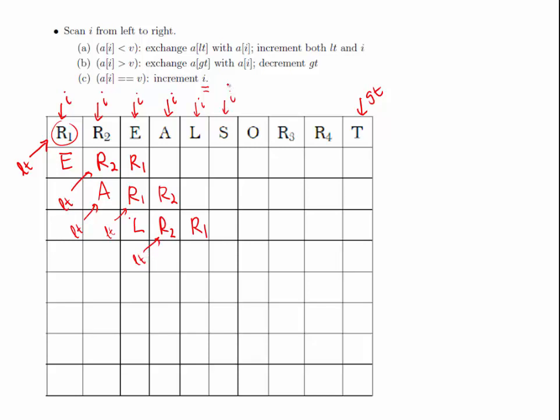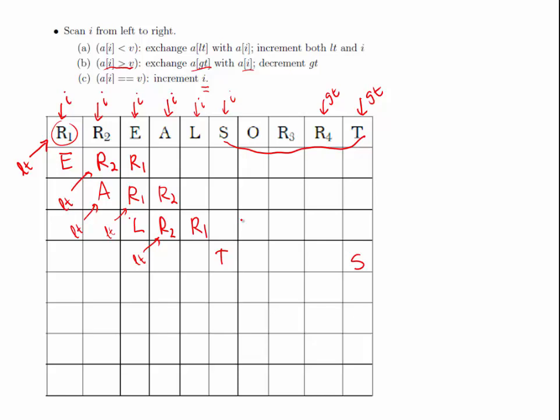Now S is bigger than the pivot, so we get into this condition where you're going to exchange a of i with a of gt. So this means these two elements are going to be exchanged. So you're going to get T here and S here, and the gt is going to be decremented.